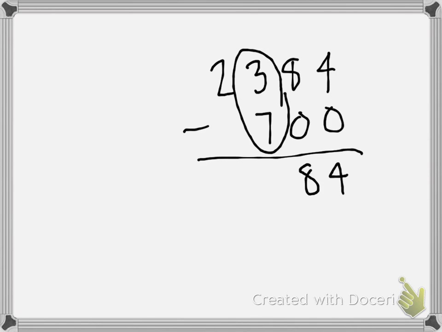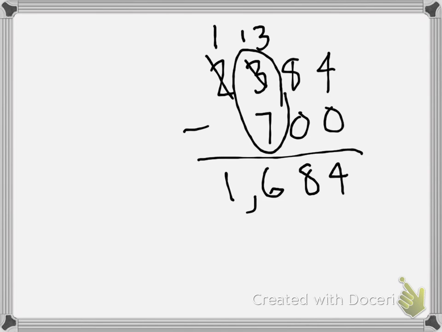But here is where I need to do my regrouping. So I'm gonna borrow, and it's exactly the same process as what we did on the other page. I'm gonna trade in 1,000. Okay, I'm going to make this 2 into a 1, and I'm going to pick up 10 hundreds in exchange. But again, just like we did on the other page, we don't want to lose the 3 that we started with. So this 3 is going to become a 13. Okay, and now we can subtract. 13 minus 7 is 6, and 1 minus 0 is 1.